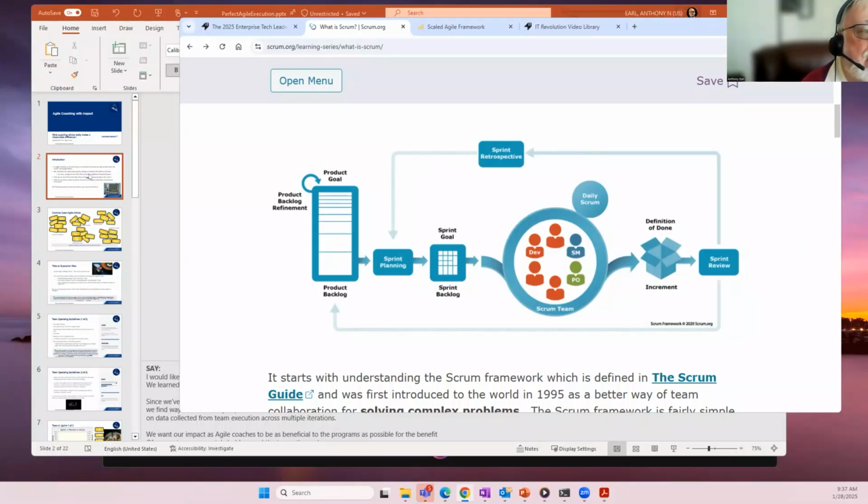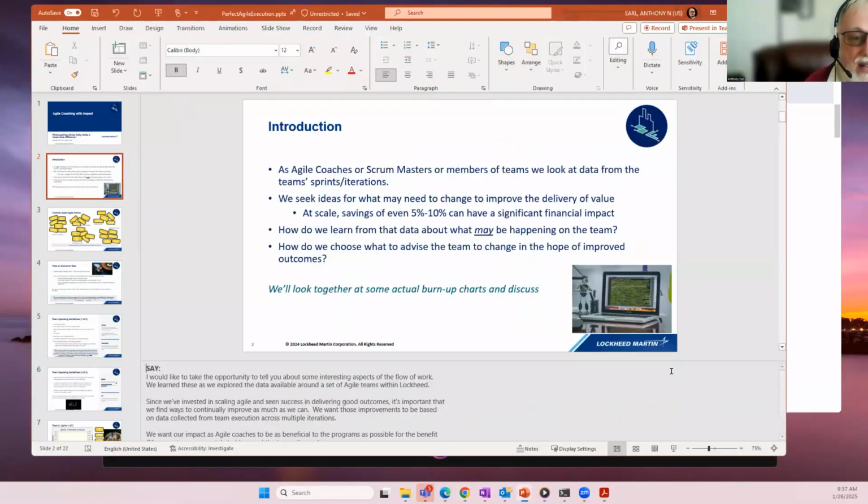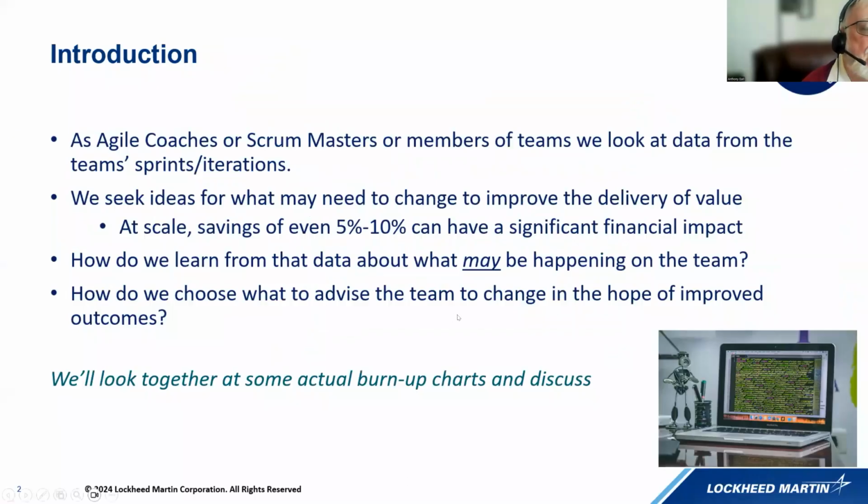So given that situation, I'll get into the presentation itself. At a major corporation like Lockheed, where we've got, I think, tens of thousands of engineers, if we can make even a 5 to 10% difference in the performance of teams, then that's a significant financial benefit. So there's a reason for looking at these things and seeing what we can do about it.